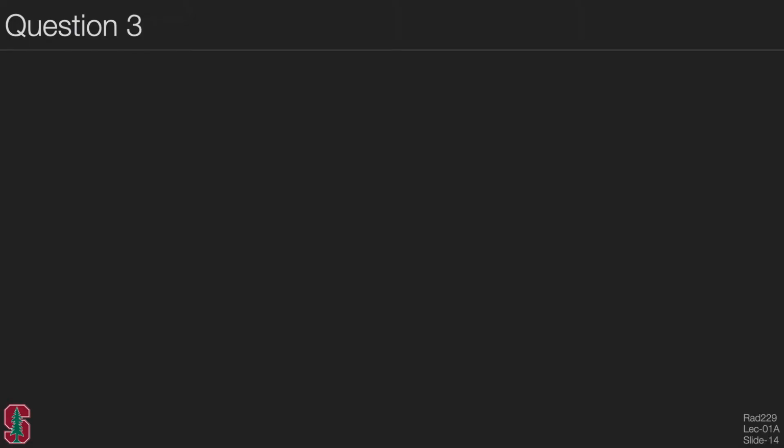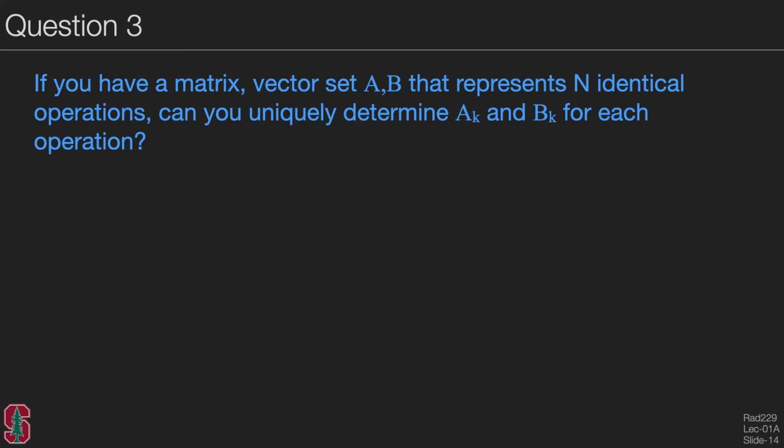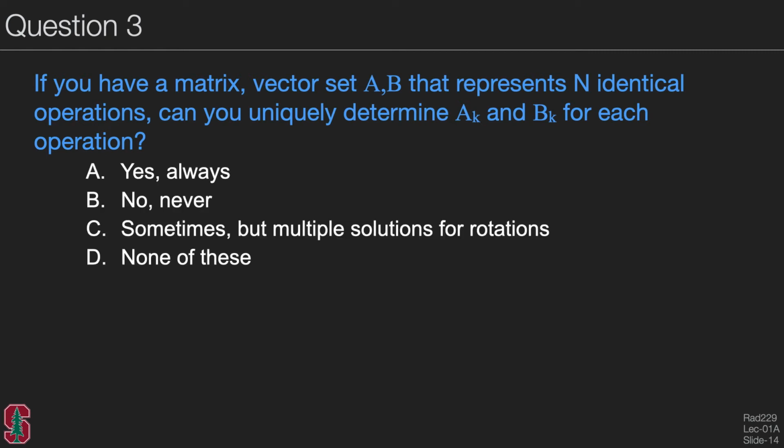So let's look at propagation in this question. If you have a matrix vector set A, B that represents n identical operations, the question is, can you uniquely determine each operation, or the matrix and vector for each operation? So this is sort of the inverse of propagating. The answer options are: yes always, no never, sometimes but multiple solutions for rotations, and none of these.